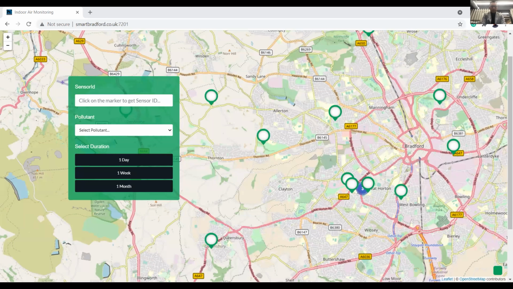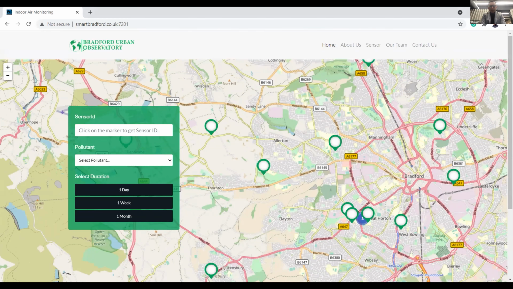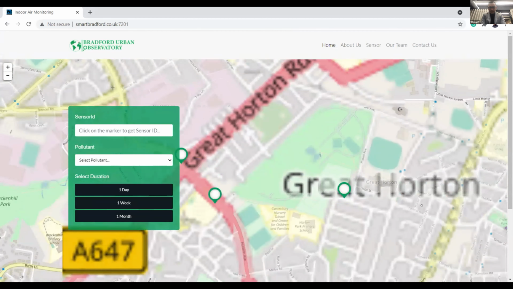Yeah, it is visible. So as you can see, this is Smart Bradford, the Bradford Urban Observatory. It obviously has a map of Bradford. Each of these markers shows a particular sensor deployed in that area. If you can zoom in, Bhupesh, to where Horton Park is. So this is the park we were talking about.